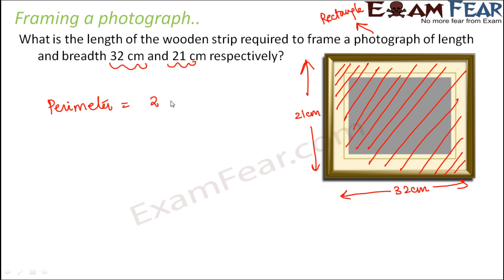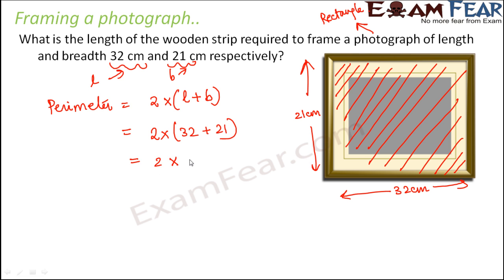We have already seen that the perimeter of a rectangle is 2 into (length plus breadth). Here, 32 is the length and 21 is the breadth, so this becomes 2 into (32 plus 21), which is 2 into 53, equal to 106 centimeters. So the total length of the boundary of this photograph is 106 centimeters. This much should be the length of the wooden strip needed to frame this photograph, because exactly 106 centimeters would be needed to form its boundary.